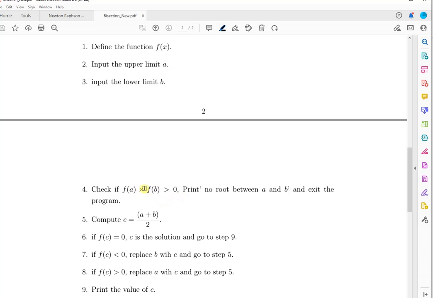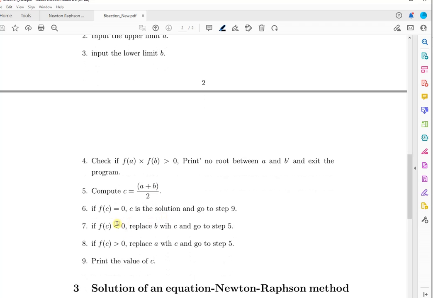Otherwise, if f of a into f of b is less than 0, that is a negative number, compute c is equal to a plus b by 2. If f of c is equal to 0, then c itself will be the solution of this equation, and we can go to step 9. Step 9 means print the value of c. That will be the solution of this equation.